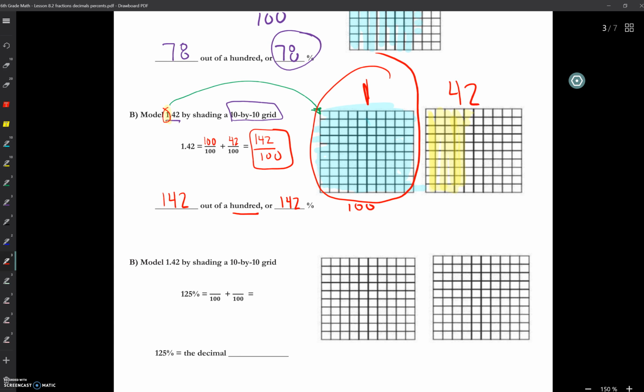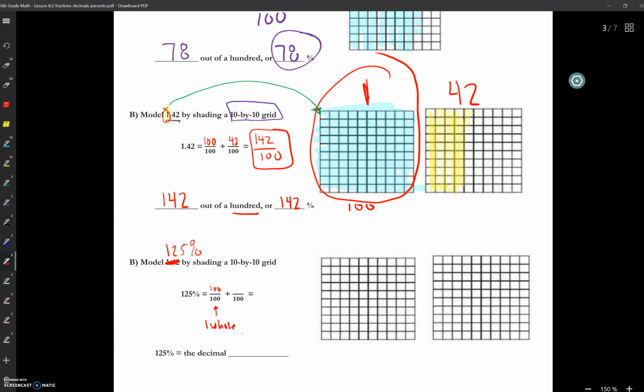Now, here's another one. And I messed up on this one. I didn't change the decimal. It should be 125%. And so instead of here, it's going to be 125%. Model 125% by shading in a 10 by 10 grid. So we have 100%. So 125% means 100 over 100, which equals one whole. This will equal one whole.